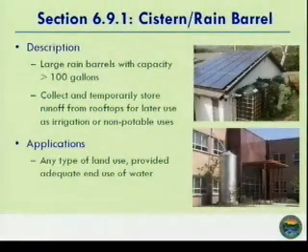Cisterns or rain barrels. So a cistern is a big rain barrel, basically. Here's an example of a very large system adjacent to an office or commercial building that stores runoff from the rooftop and can be used later for irrigation purposes.